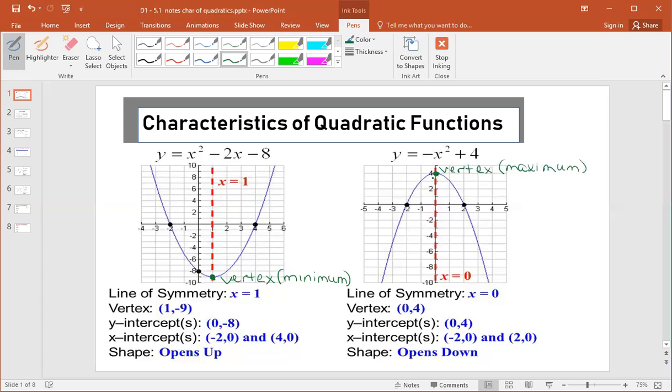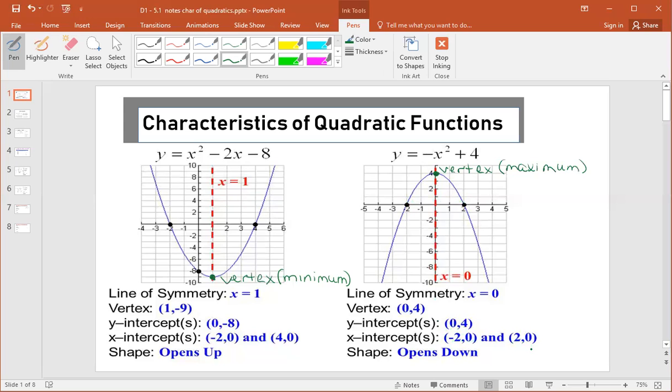Our vertex is 0, 4, because that's on the y-axis. We did y-intercepts first here. The only place it crosses is right here at the vertex, so it also crosses at 0, 4. Our x-intercepts, where does it cross on the x-axis? Here at -2 and also at +2, so -2, 0 and +2, 0.